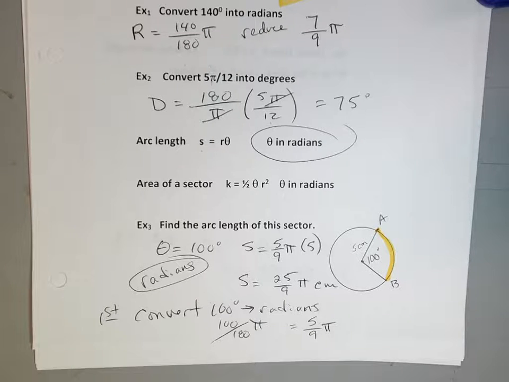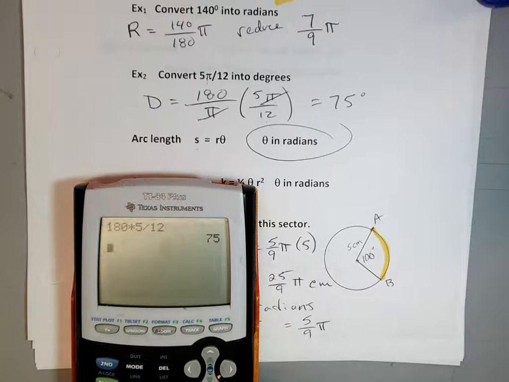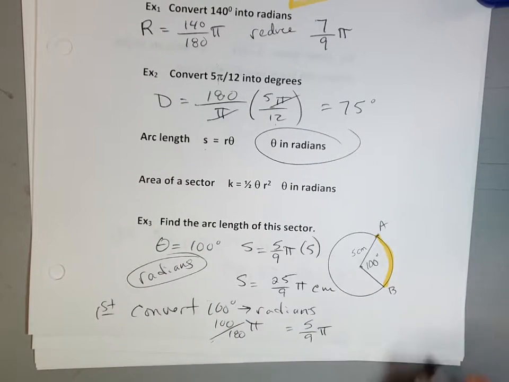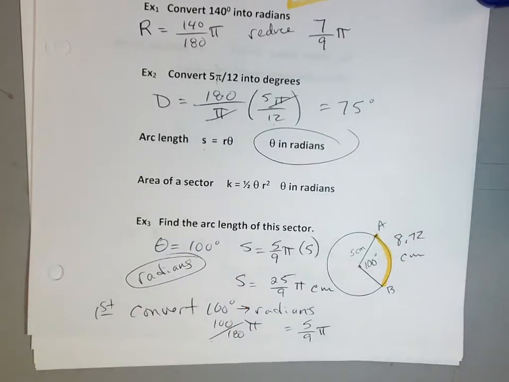So sometimes you need the decimal answer, so I'm just going to use my calculator and get a decimal answer so that the guys and gals at Marston's can give me an answer. If I go 25 pi divided by 9, I get an answer of about 8.72 centimeters. So about 8.72 centimeters is going to be that arc length.